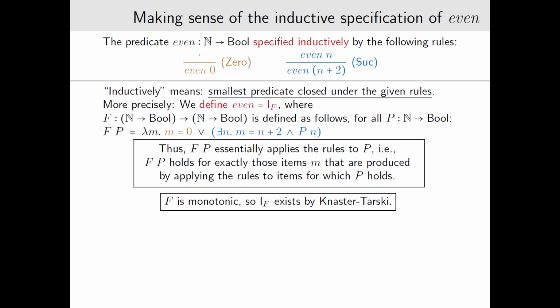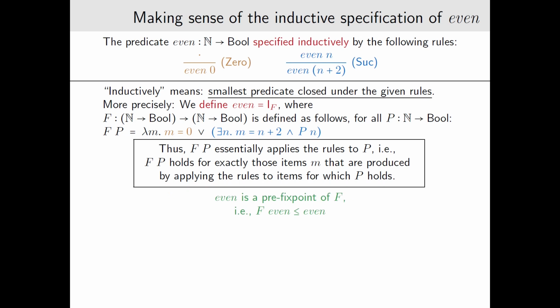So f is monotonic. This is a semantic check that we need to do in order to make sense of this definition. Otherwise, we get into that kind of non-convergent thing, the example with a negation. So f has to be monotonic, if it exists. And then we have the Knaster-Tarski theorem, which allows us to say that even is a prefix point of f, which is just this: f of even is less than or equal to even in the lattice of predicates.